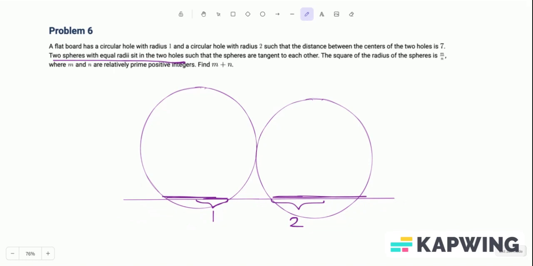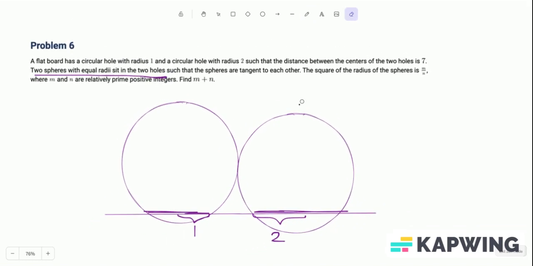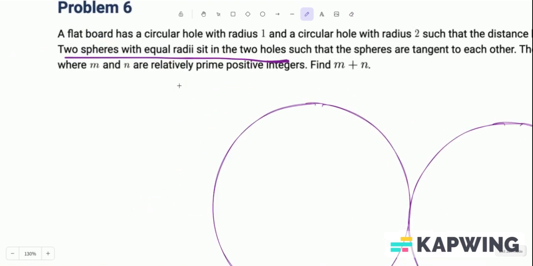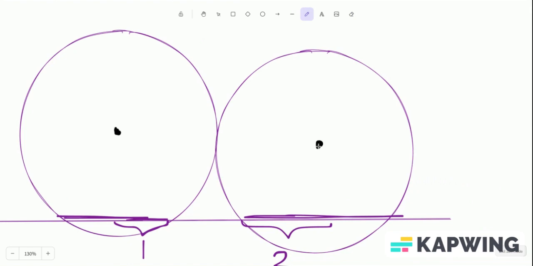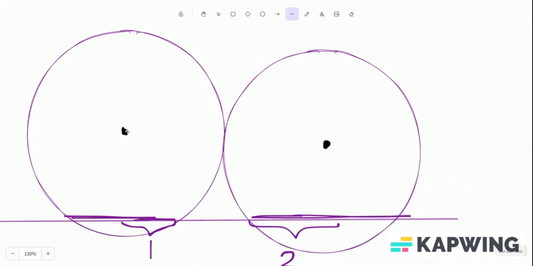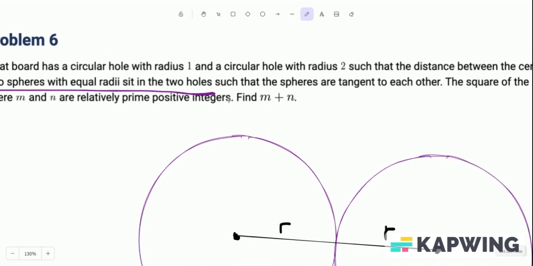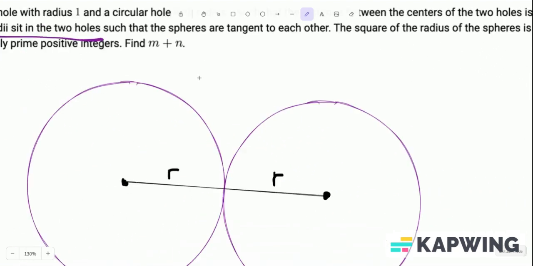A flat board has a circular hole with radius 1 and a circular hole with radius 2. So the distance between the centers of them is 7. And there are two spheres with equal radii. So we can label their centers like this and draw a line across. So we have radius r. This is also r, but I'll label that later. Okay. Our tangent, and we want the square of the radius of the spheres.